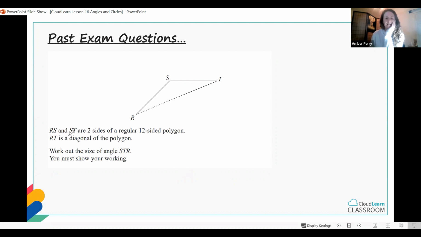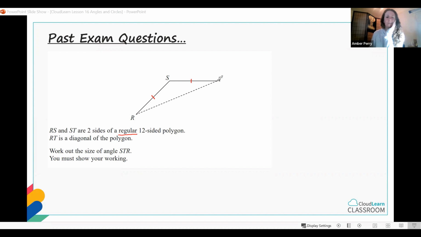So what it's saying here is RS and ST are two sides of a regular 12-sided polygon. So they've not drawn the whole thing. It's actually quite hard to draw a regular 12-sided polygon, okay? But they've just told you that there's two sides of it. And the word regular is really important. If you see that and you've only got two sides, the first thing I'd recommend you do is draw on the little dashes so that you know, because regular means that they're the same length or the same sides, okay?